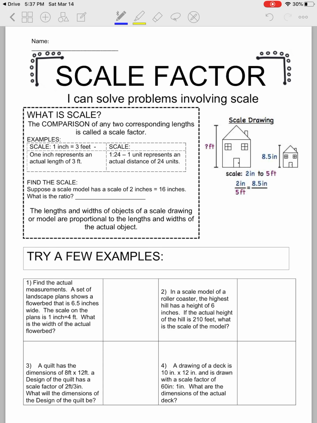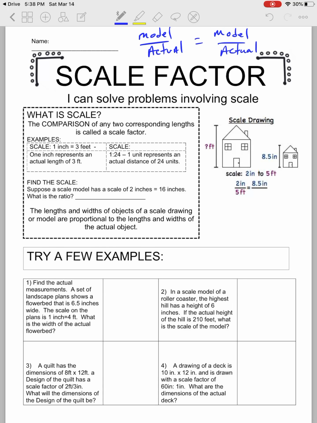What is a scale factor? A scale factor is a comparison of any two corresponding lengths. In an example here in the big box, it says a scale of 1 inch equals 3 feet. What that means is 1 inch represents an actual length of 3 feet. This can be identified as model over actual, equals model over actual. Remember that. You're going to need it in a little bit.